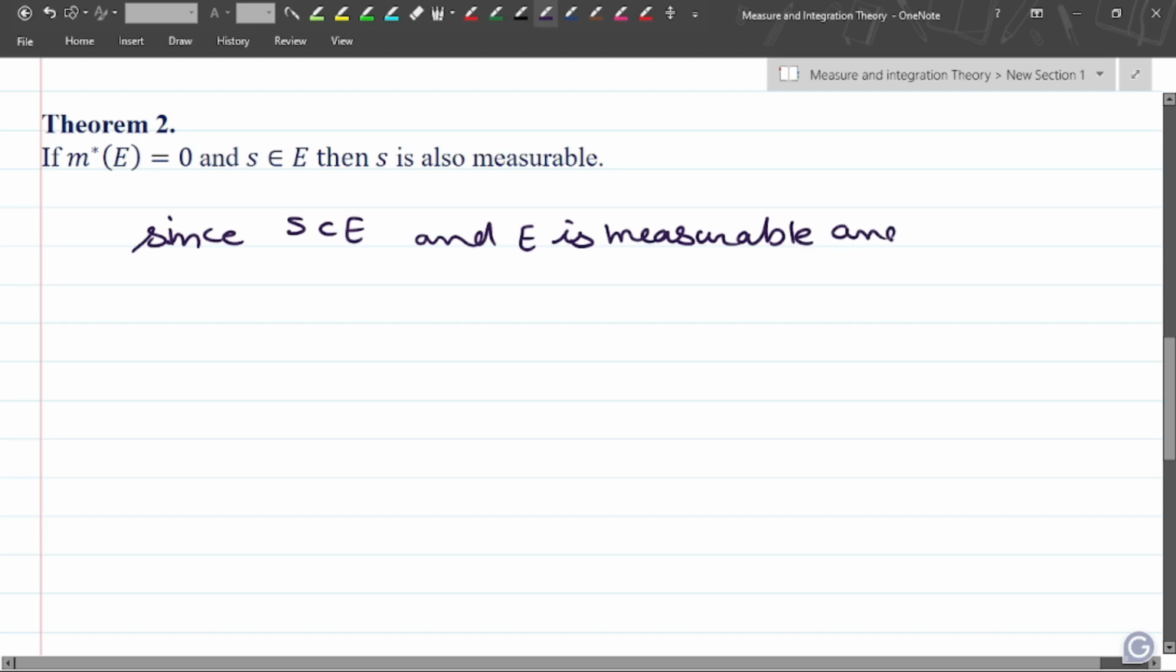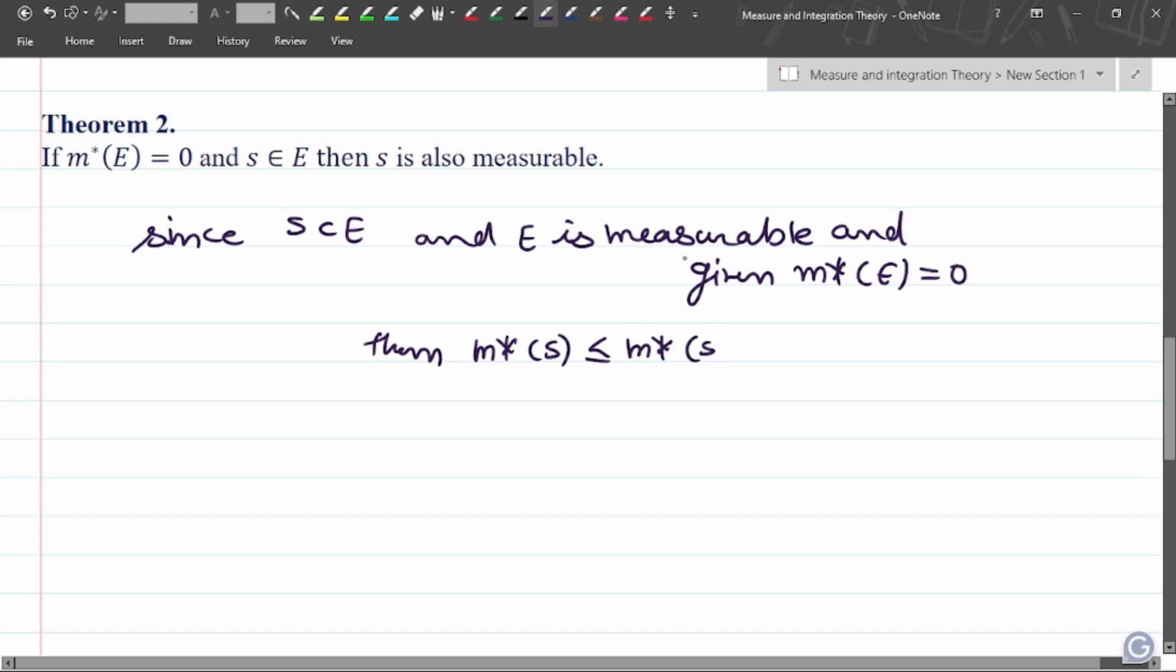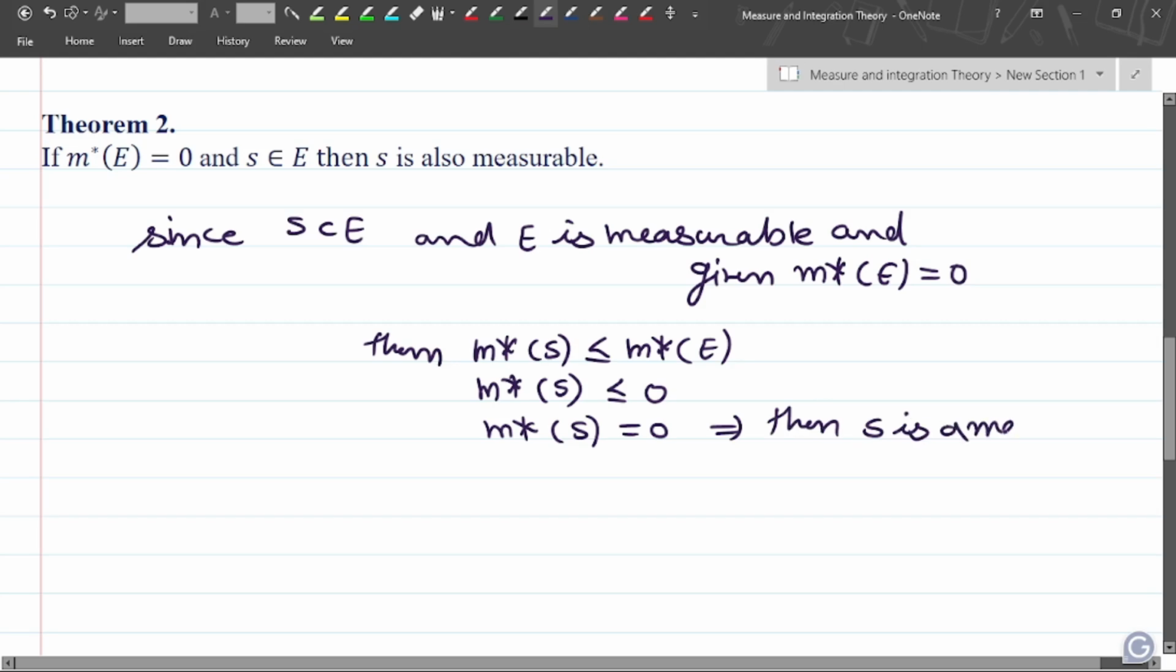The given condition is that the outer measure of E is 0. Since S is a subset of E, the outer measure of S is less than or equal to the outer measure of E, and the outer measure of E is 0. Then the outer measure of S is equal to 0. It means that it also satisfies this condition. Then it implies S is a measurable set. Very simple.